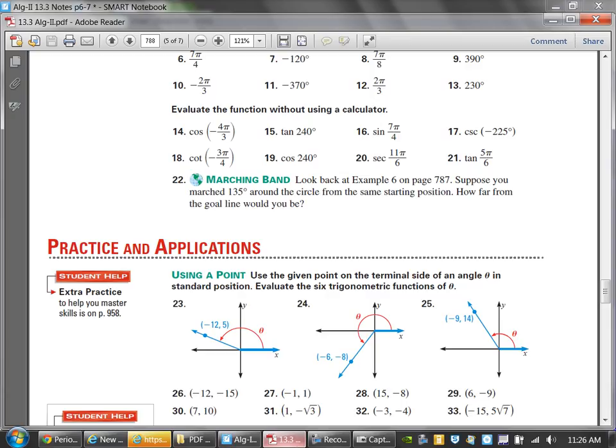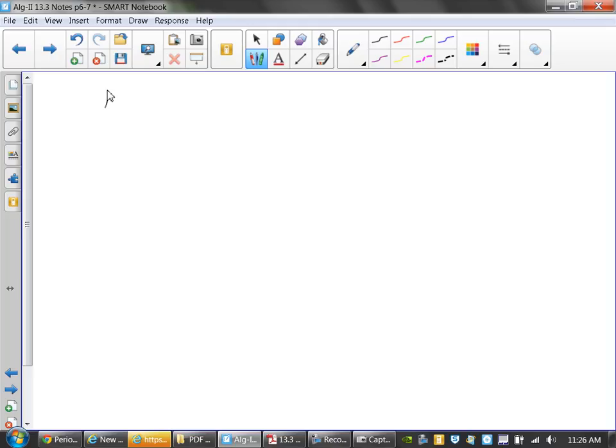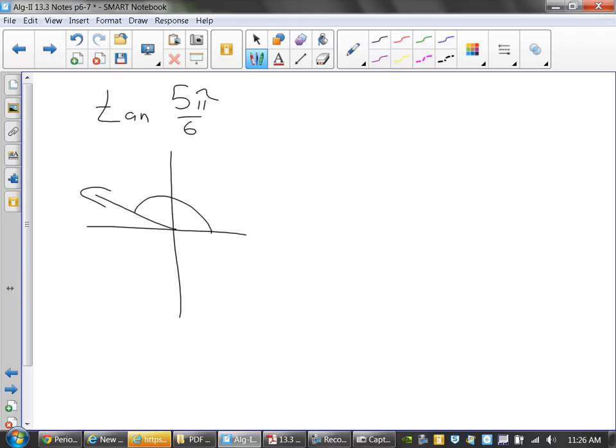All right, I think we've got time for one more. Tangent, 5 pi over 6. Second quadrant, very good. What's your reference angle? Which means over here it's pi over 6. Pi over 6 is which degree? 30. So if I go to the Shea method and I want the tangent of 30, 1 over root 3.